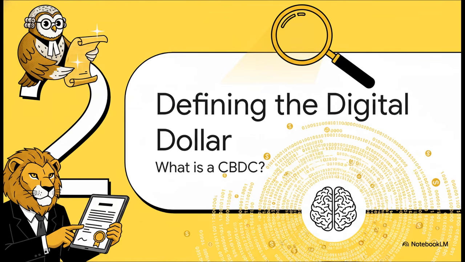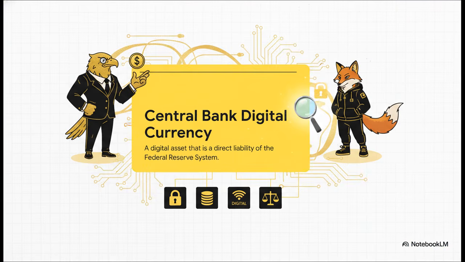Okay, so to really understand what this law prohibits, and maybe more importantly what it allows, we first need to get crystal clear on what it's even talking about. The law itself gives us a very precise definition of what a central bank digital currency is. At its heart, a central bank digital currency, or a CBDC, is defined as a digital asset that's a direct liability of the Federal Reserve. Now, that sounds simple enough, but the law gets way more specific, breaking it down into 4 key parts.